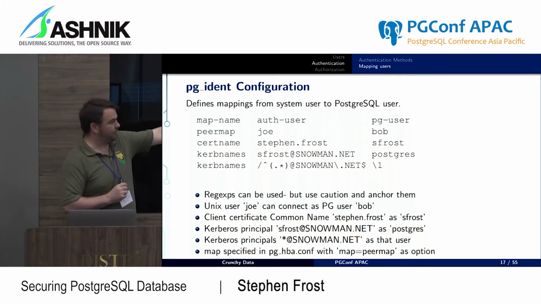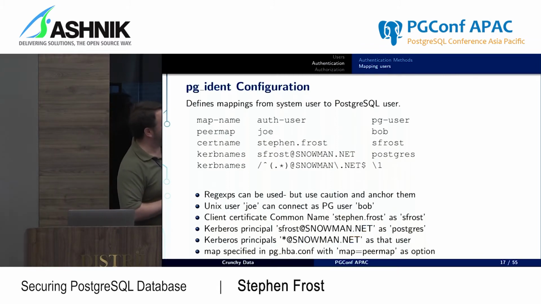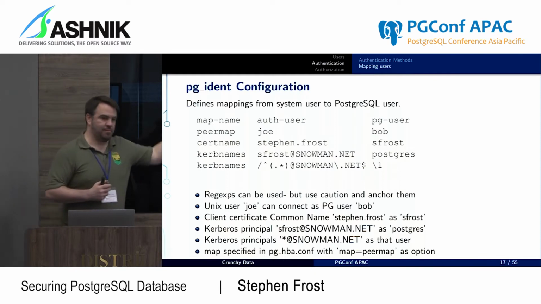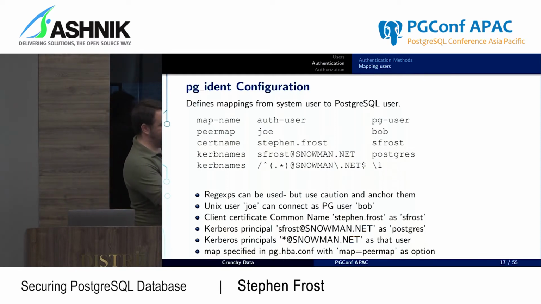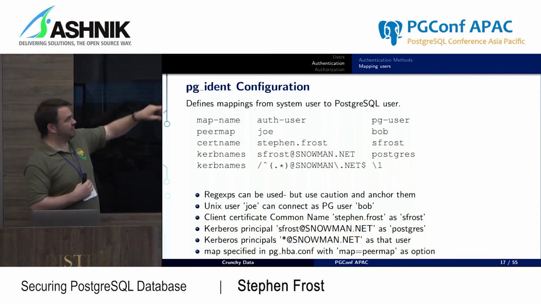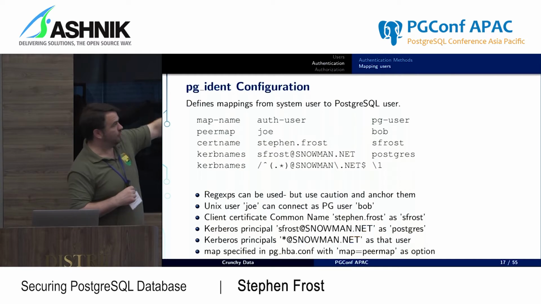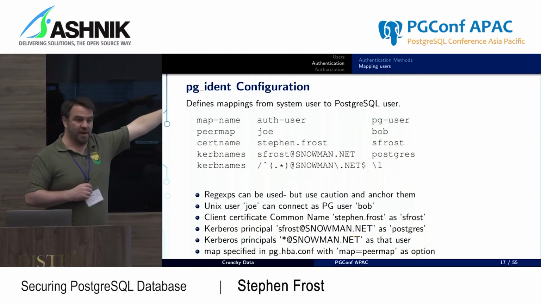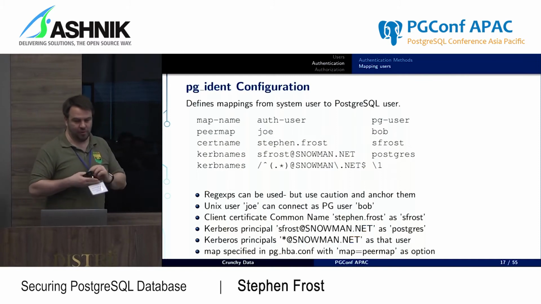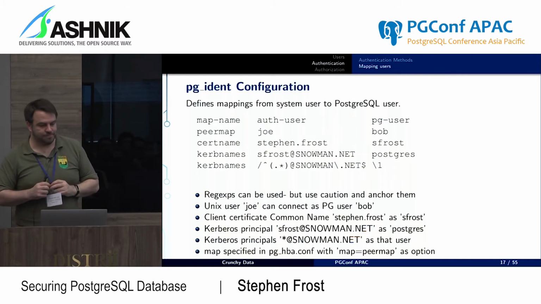And in fact, it also supports regular expressions here. So you can see this last one here is just basically stripping the realm off, right? As long as the realm is snowman.net, I'm going to strip it off. And then users can log in as just their base username into the database. But here you can see I've also got an explicit mapping for sfrost@snowman.net to let me log in directly as Postgres. Not necessarily something you want to let everybody do, but it proves a good example.